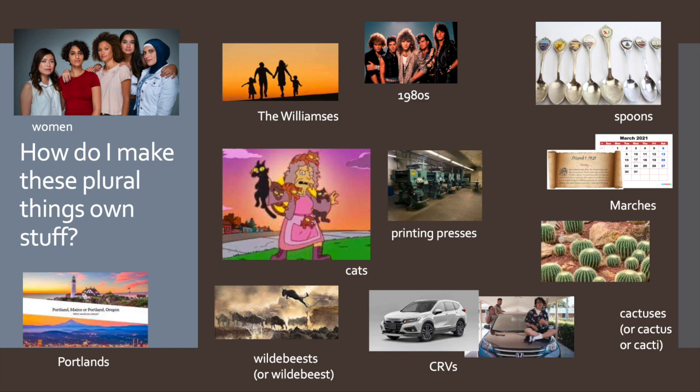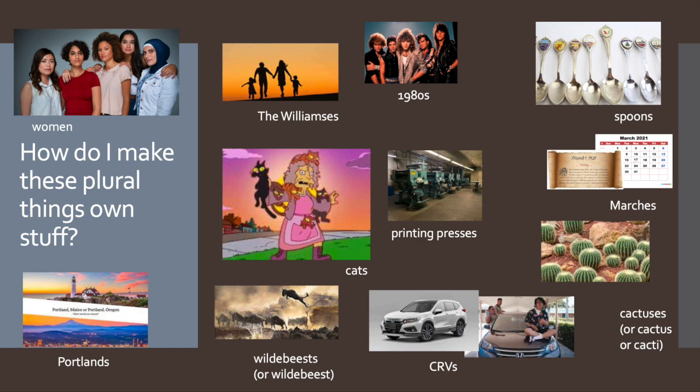Okay? So one of these is a singular possessive example and one is a plural possessive example. Okay, so let's go back to our stuff. We have a collection of women. We have the Williamses, right? That's the family. We have the 1980s. We have spoons. We have the two Marches, a century apart. We have cactuses. By the way, you can also say cactus or cacti, because sometimes cactus has a regular plural and sometimes it has an irregular plural, depending on who you're talking to. Depending on whom you're talking to. So how about wildebeest? That's one that can be regular or irregular.